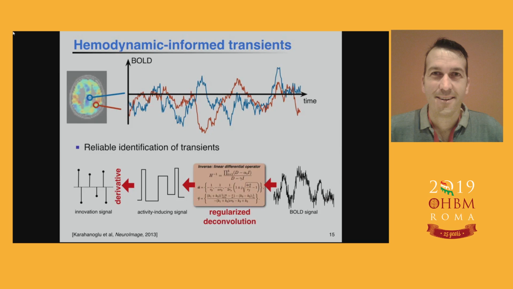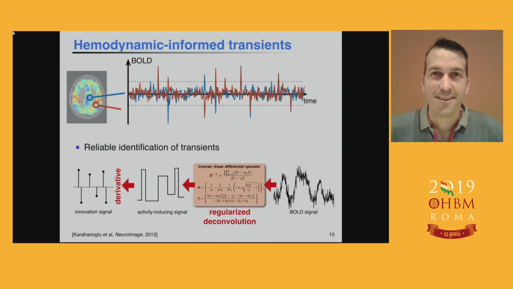And that innovation signal, when it has peaks, positive or negative, is actually identifying transients in your brain activity. When you have a positive peak, you have a strong transient of activation. When you have a negative peak, you have a strong transient of deactivation. If you apply this to the two time courses at the top, you will get the following innovation signals. So very clearly, most of the time, these signals vary around, let's say, noise level. And then from time to time, you have a very strong peak.